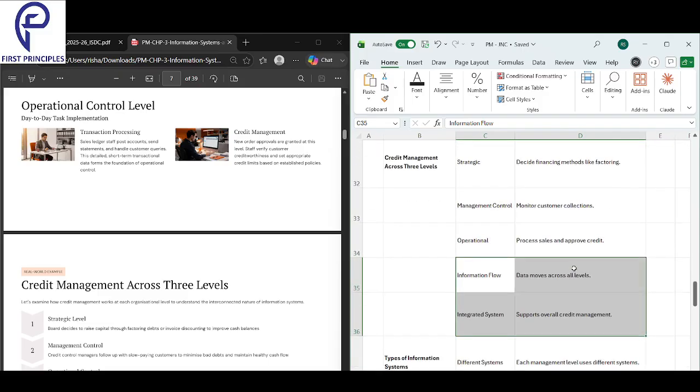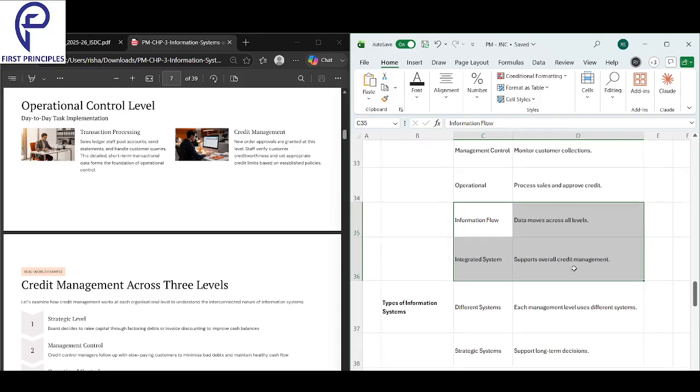Okay, firstly, strategic, decide financing methods like factoring. Management controls, monitor customer collection. Second, operational, in the sense that operational level will decide should I give credit or not. The middle level will go and they will collect the money after the credit has already been given. So that is the job of the middle level, that is the job of the operational level.